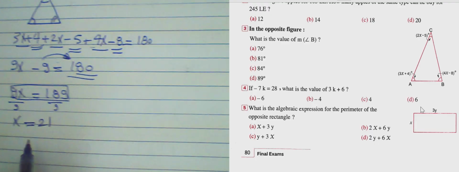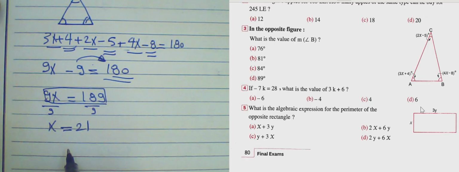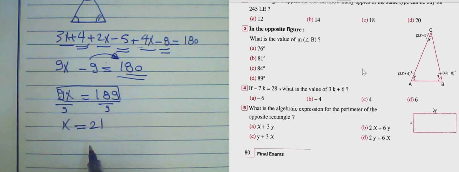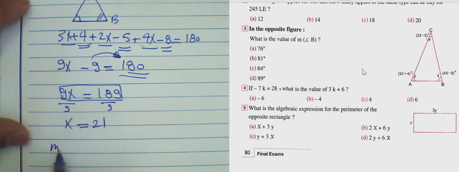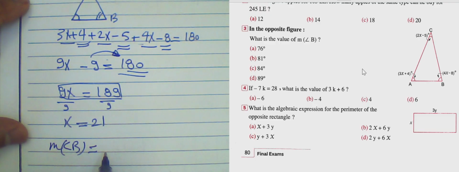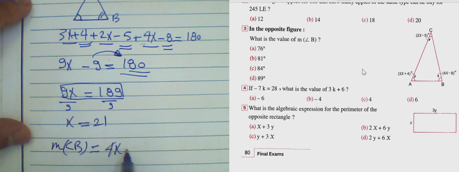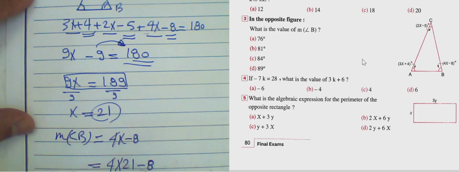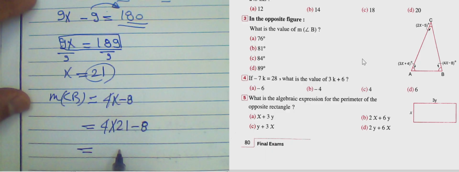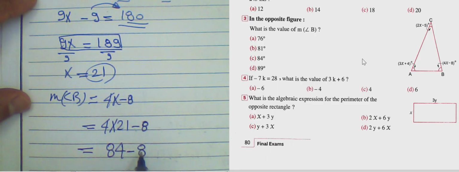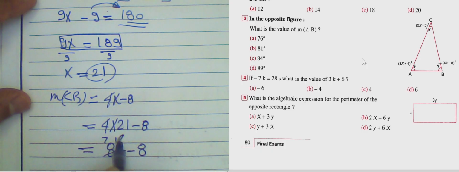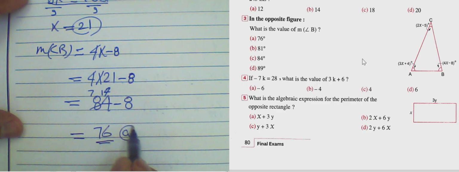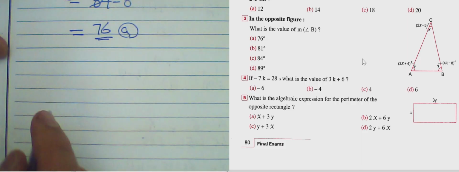But we want to find the measure of angle B. We know angle B equals 4x minus 8. Put x equal to 21 in this expression to find the value of angle B. 4 multiplied by 21 minus 8. 84 minus 8 equals 76. Then we must choose letter A for this example. The result will be 76 degrees.